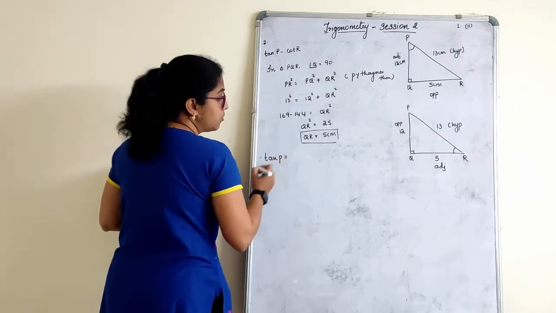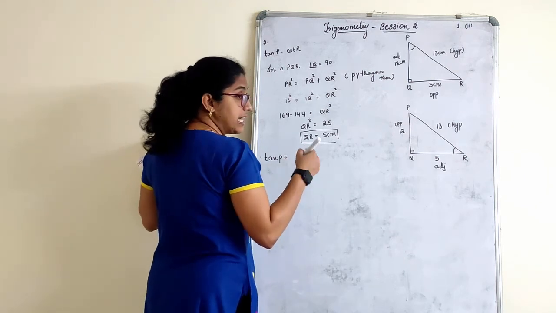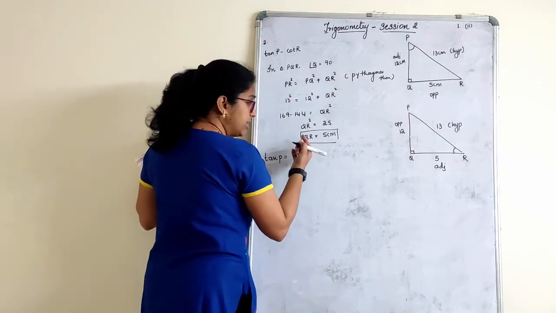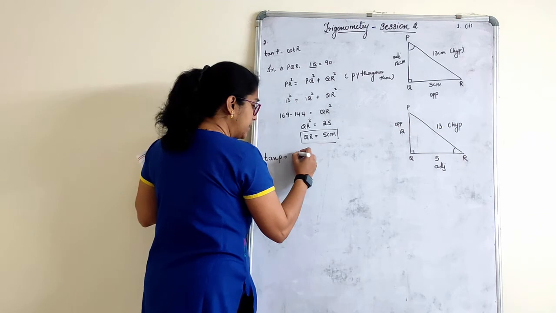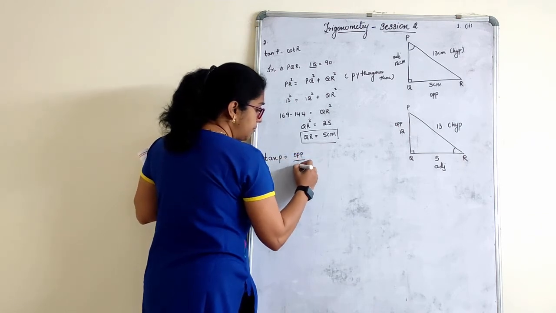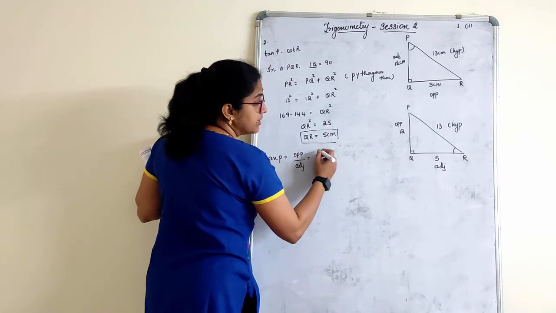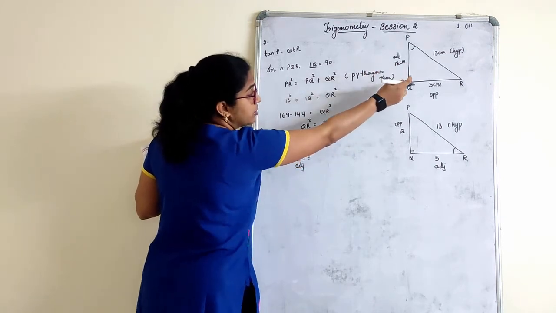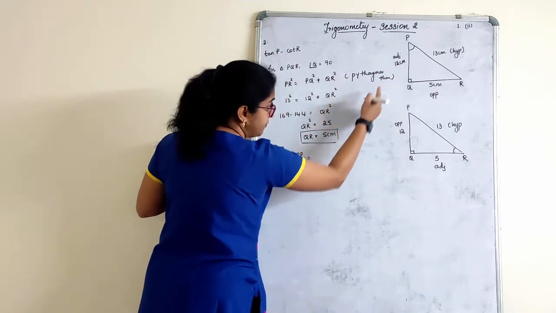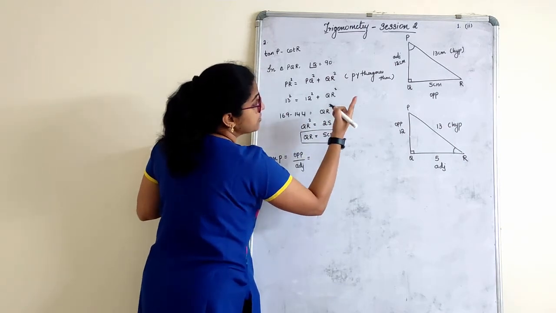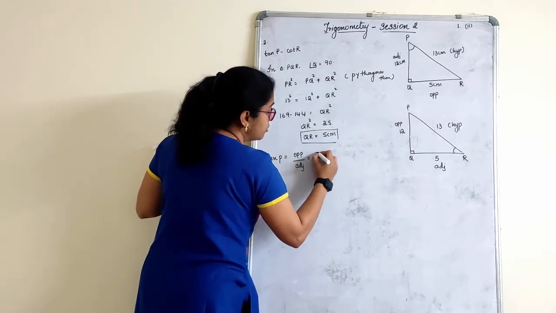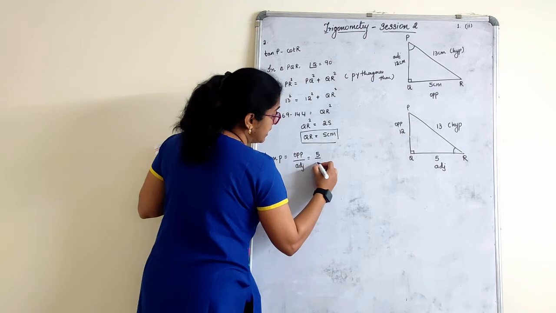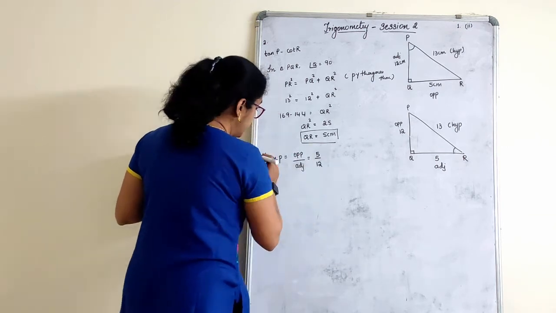Tan P is equal to, what is tan? It is sine by cos. So we do not directly write sine by cos. It is nothing but opposite upon adjacent. What is the opposite side? 12 here. Sorry, what is the opposite side? 5. In this figure I have to first see, because it is with respect to angle P. So this is 5 by 12. Keep it as it is.